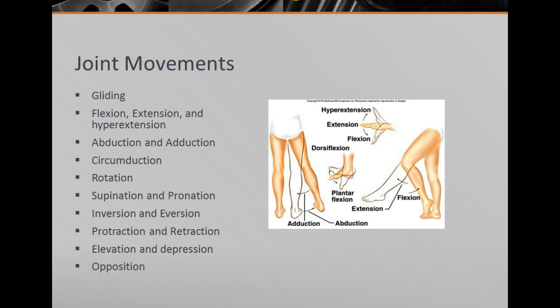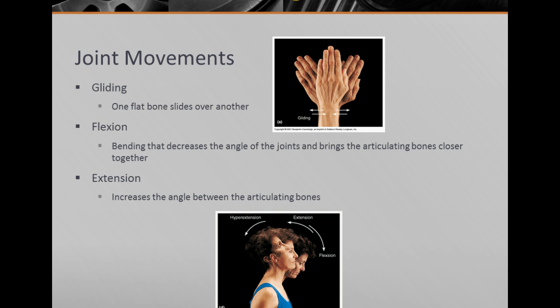Joint movements include gliding, flexion, extension and hyperextension, abduction and adduction, circumduction, rotation, supination and pronation, inversion and eversion, protraction and retraction, elevation and depression, and opposition. So we are going to go over these in the next couple slides.